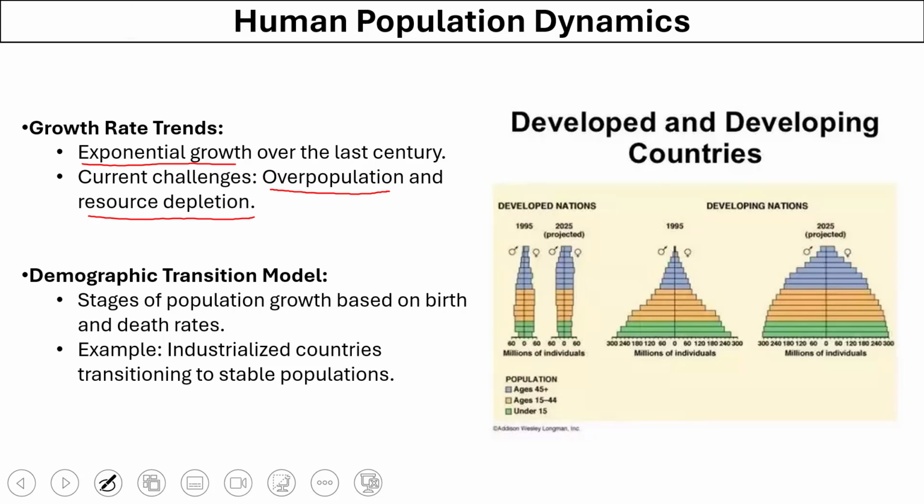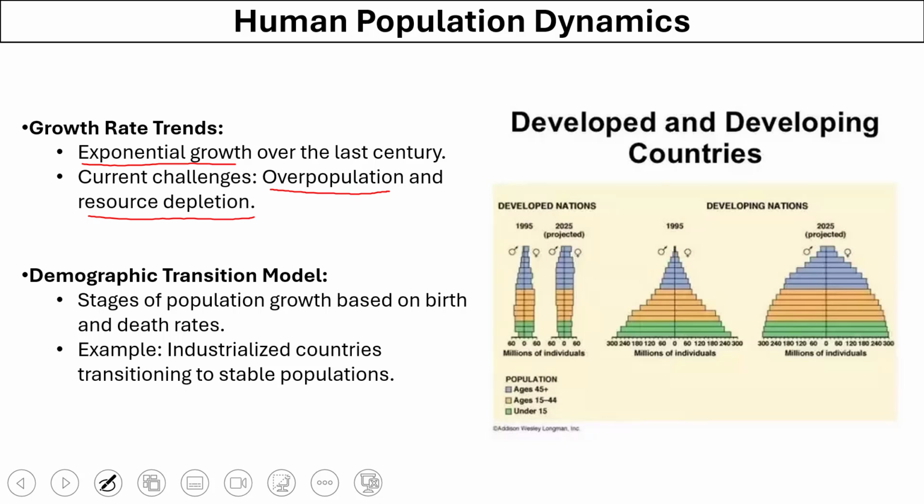Demographic transition model helps in understanding the stages of population growth based on the birth and death rate. It helps us understand how industrialized countries transition to a more stable population as compared to the developing nations, where you see a rapid change in the population dynamics. That is because there is change in the spread of diseases, availability of resources, and medical advancements.